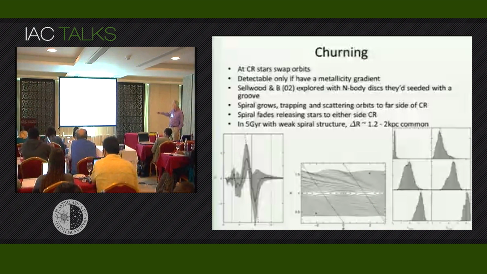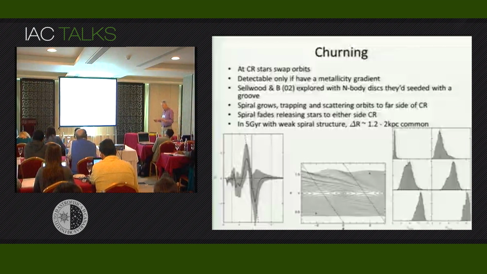Meanwhile, stars which were picked up on the outside of the island, which had more angular momentum than the co-rotating angular momentum, ride around on these trapped orbits and are released on the inside. So that's the swapping process. And this is the dominant effect, it turns out, of spiral structure.